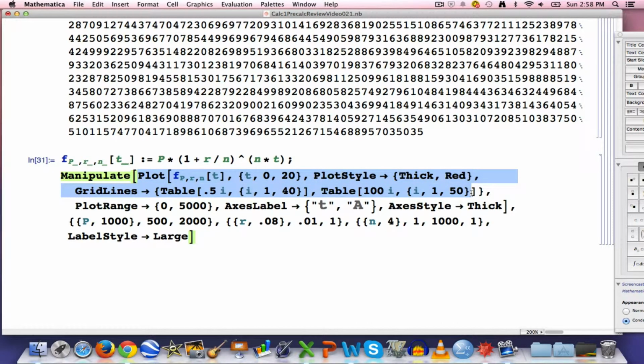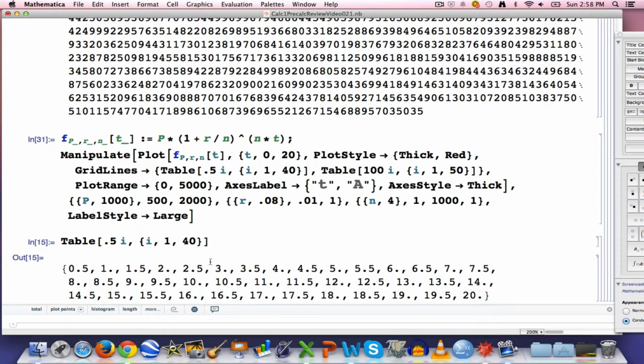I'm doing the grid lines thing to put the grid lines in there using the table command. If you forgot what the table command does, I can show you here. 0.5i as i goes from 1 to 40. That's going to first give you a value of 0.5, then 1, then 1.5, then 2, then 2.5, then 3, up to 0.5 times 40, up to 20, and put those numbers in a list. And that's specifying that I want the t coordinates of grid lines to be at those values. And for the a coordinates, they're going to be 100 times i.